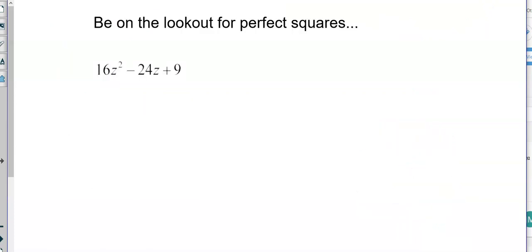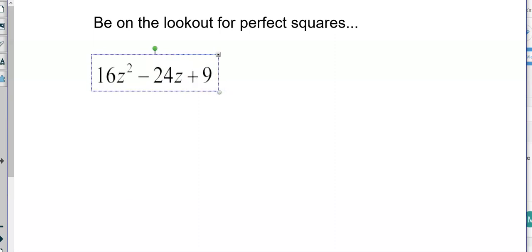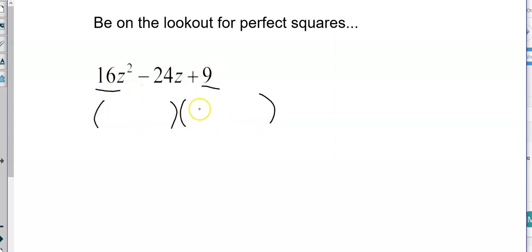Look for perfect squares. I don't know if you recognize this right away, but when I saw that first term and that last term, I thought to myself, okay, 16 is a perfect square, z squared is a perfect square, 9 is a perfect square. If you start factoring this, I would not start with 16 and 1 or 9 and 1 or 8 and 2. If they're perfect squares, always just start by taking the square root of 16z squared. That'd be 4z and 4z. 9 is a perfect square, so put the square root of 9, which is 3, for both of them. We're going to try that number first.